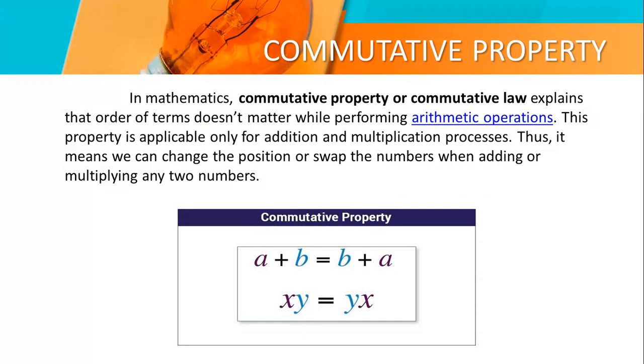Now, let us come to commutative property. So in mathematics, commutative property or commutative law explains that orders of terms doesn't matter while performing arithmetic operations. So kahit daw alin yung order, kahit ano mauna, no? This property is applicable only for addition and multiplication processes. Okay? So ayun ang binilinaw naman dyan, na yung commutative property, magagamit lang natin siya. Thus, it means we can change the position or swap the numbers when adding or multiplying any two numbers.